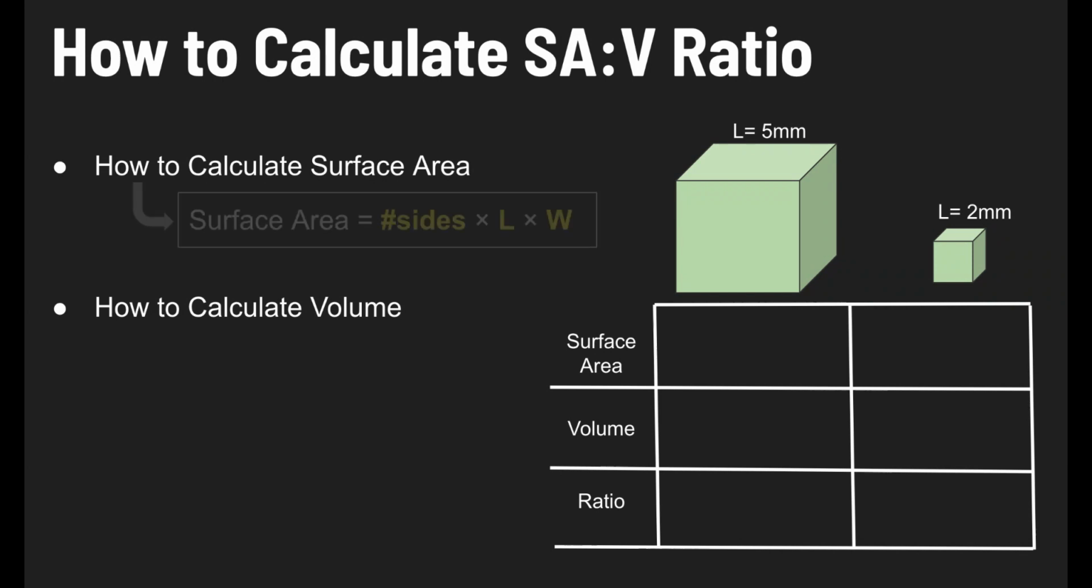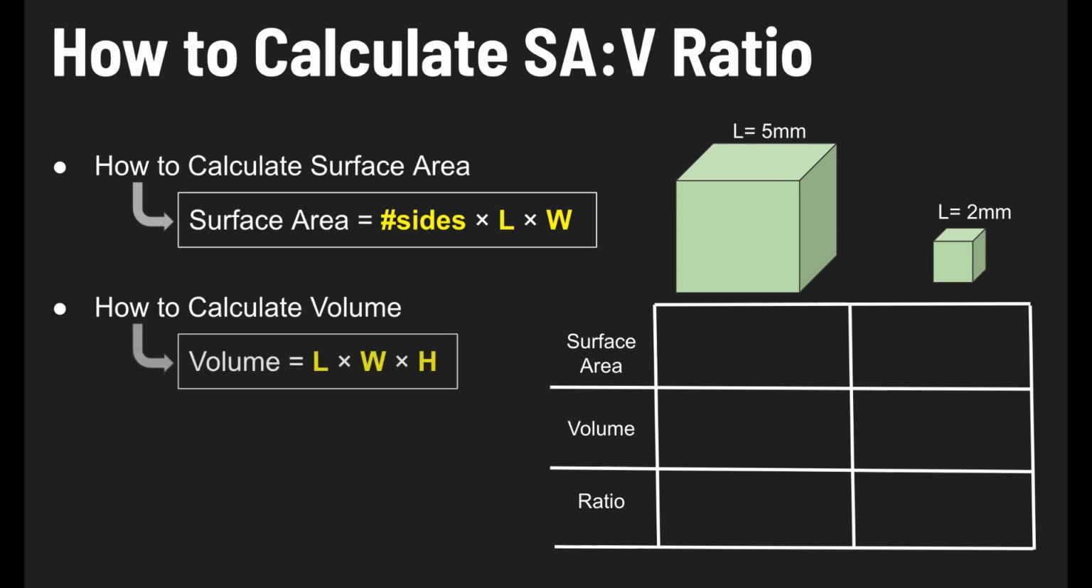Well, here's how you calculate surface area. You take the number of sides times the length times the width. That's the case with a cube, at least, and we're going to work with cubic cells that are shaped like cubes in this case. So a cube has 6 sides. So when you're working surface area problems with these cells shaped like cubes, the number of sides is going to be 6. What about volume? You calculate volume by multiplying the length times the width times the height. Okay, so let's practice this.